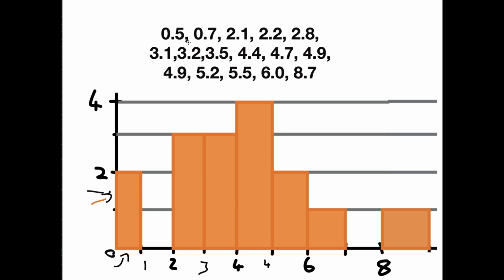For example, there are 2 here, so that's why there's a 2 up here, because there's 0.5 and 0.7. And in this bucket here, these are all the numbers between 2 and 3 that fall into that bucket. For example, 2.1, 2.2, and 2.8. That's why this is at 3, right?